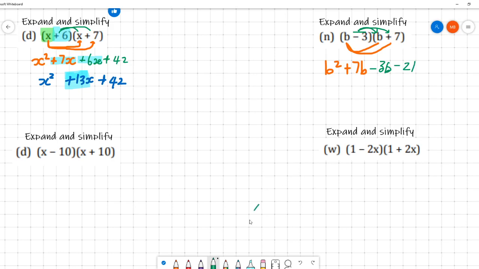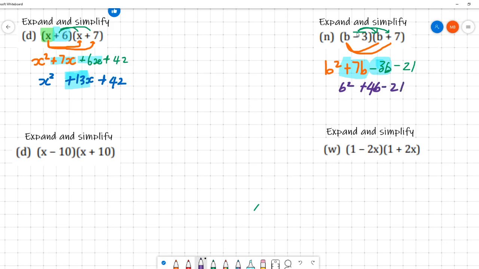So now I'm going to collect my like terms just as I did in the previous question. I can actually collect the plus 7b and the minus 3b. Okay, plus 7b minus 3b. And that's going to give us plus 7 take away 3. So 7 take away 3 is going to give me positive 4. So that's how many b's I've got left. So positive 4b. And there's nothing I can collect with b squared, so that will stay the same. And there's nothing I can collect with minus 21, so that will stay the same. That's the answer for that.